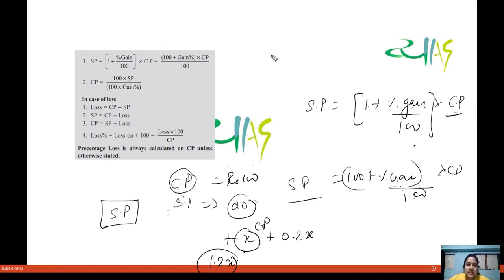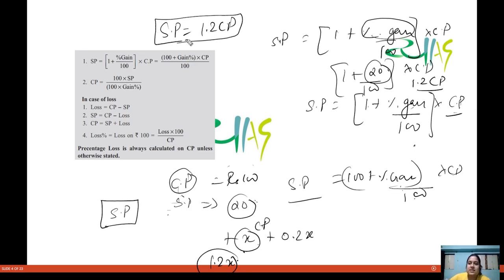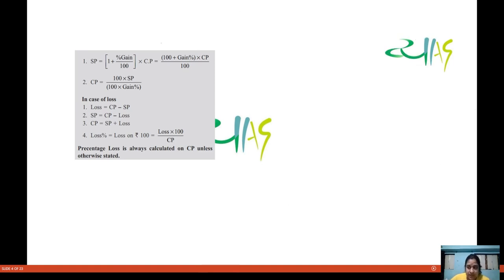See, this formula is saying the same thing: selling price is equal to 1 plus percentage gain divided by 100, into cost price. What is the percentage gain here? 20%. So that will be 1 plus 20 by 100, into cost price. Now this is 1.2 into cost price. So selling price is equal to 1.2 into cost price.